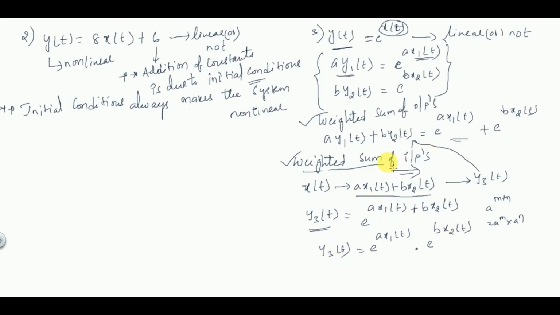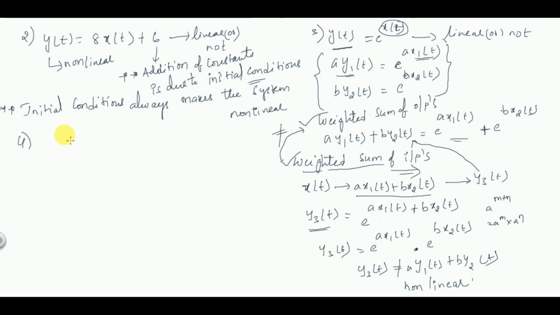So clearly y3 of t is not equal to a into y1 of t plus b into y2 of t, because the addition operation is there in the middle and here it is a multiplication operation. That is, the weighted sum of inputs is not equal to the weighted sum of outputs. Therefore the system is non-linear. Okay, so this is how we can solve.